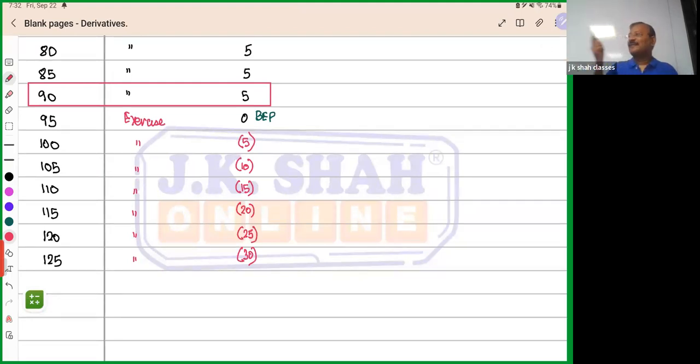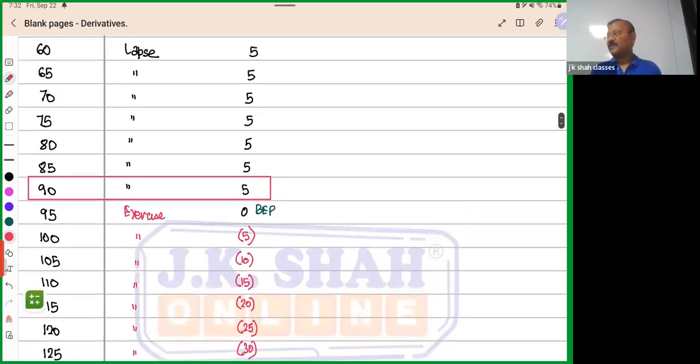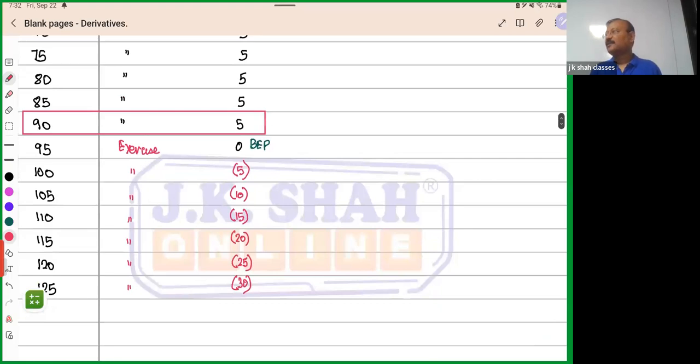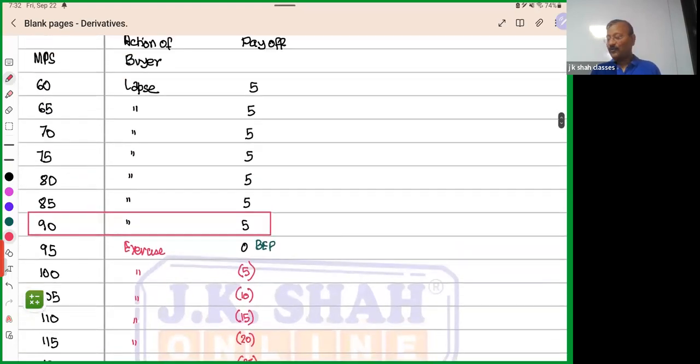And if you see this and compare it with the chart, for the call and put, for the seller of a call, what was limited? Here, profit is limited to 5 and loss is unlimited, right? And as a seller of a call, where would you want the market price to go, down or up? Down. Remember, the seller of the call was bearish.